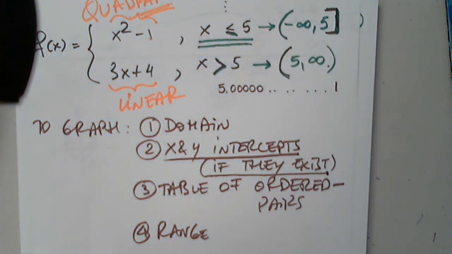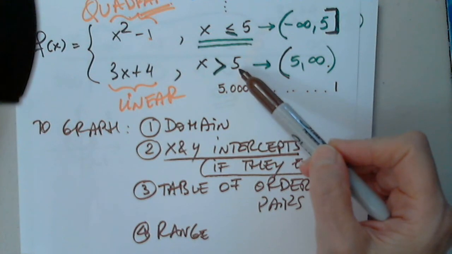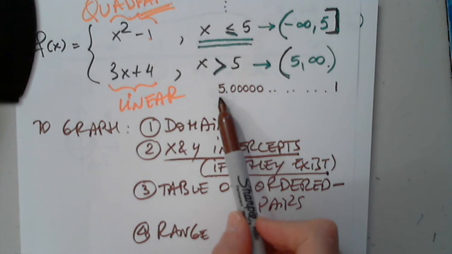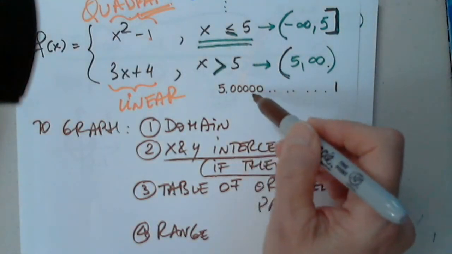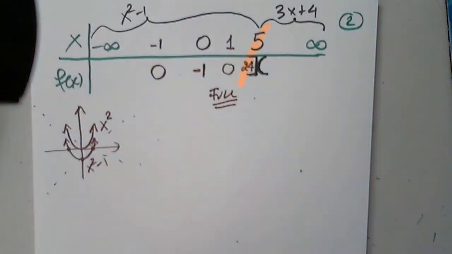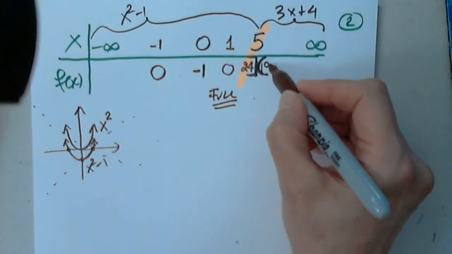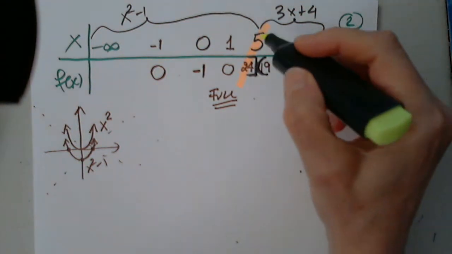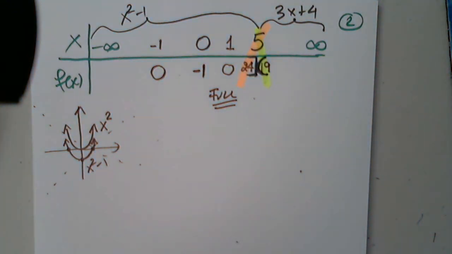5.000001. Because the next step does not start at 6. Because if you start at 6, then you are omitting infinitely many numbers between 5 and 6. So instead of plugging such a number in, I'm going to plug in 5 times 3 is 15 plus 4 is 19. Write the number inside. And remember that this will be an open point.